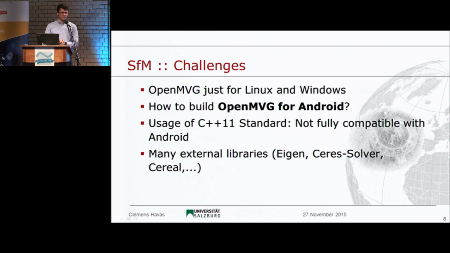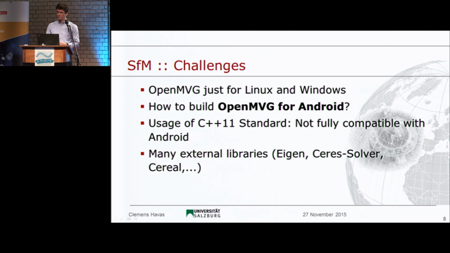But we had some major challenges to face, namely OpenMVG was just built for Linux and Windows currently, and we would like to use it on an Android smartphone. Therefore, we had to build OpenMVG for Android, and another challenge is that it has a lot of C++ standard functions. They are not fully compatible with the Android operating system.